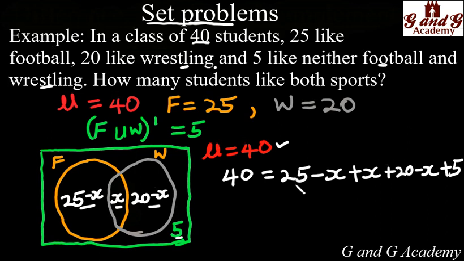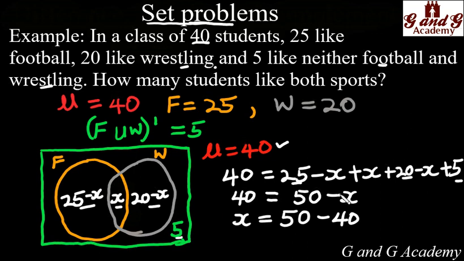Collect the like terms. We have 25 plus 20 plus 5, which gives you 50. Then minus X plus X is 0, and what remains is 50 minus X, which is equal to 40. Now the next thing is to make X the subject of the formula. This X is coming in and this 40 is coming in, and your answer is going to be 50 minus 40, which is 10.